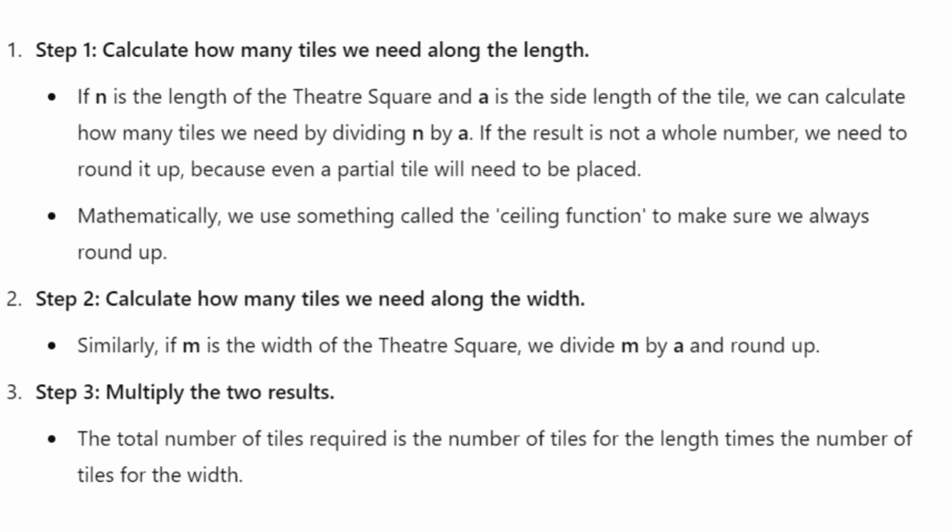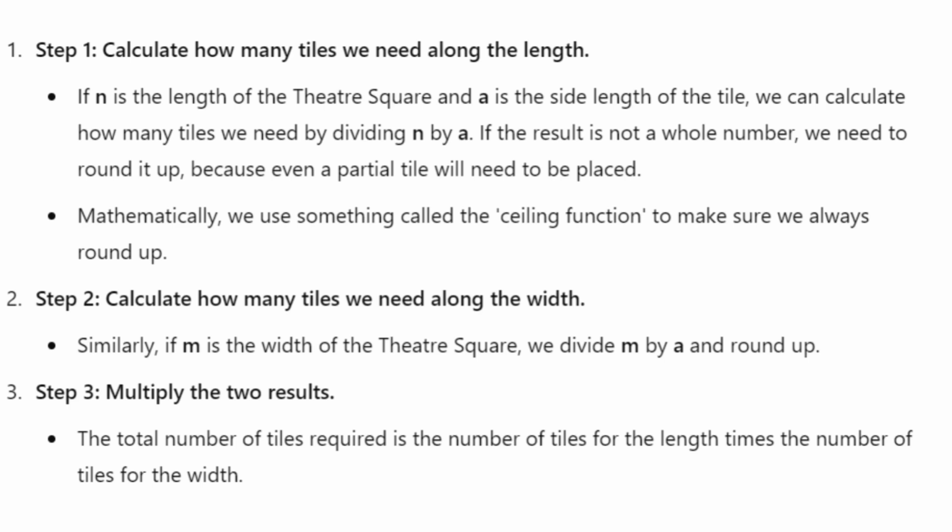Step 2, calculate how many tiles we need along the width. Similarly, if m is the width of the theater square, we divide m by a and round up. Step 3, multiply the two results. The total number of tiles required is the number of tiles for the length times the number of tiles for the width.